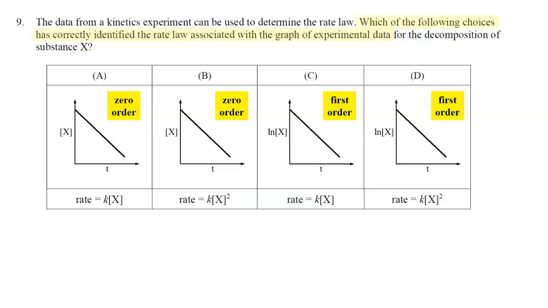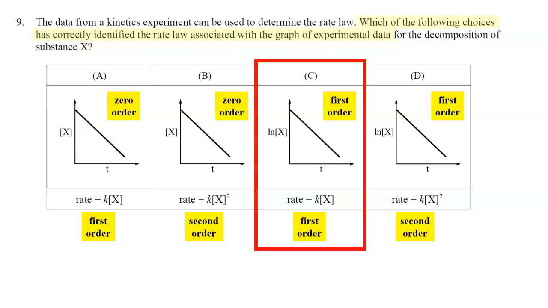Now we look at the rate laws. In choice A, that's a first order rate law. In choice B, that's a second order rate law. In choice C, first order, and choice D, second order rate law. So the only choice that matches the rate law to the graph of experimental data is choice C, which shows first order for both the plot of natural log of concentration versus time being linear, and rate equals k times the concentration of X to the first power. So the correct answer to question 9 is choice C.